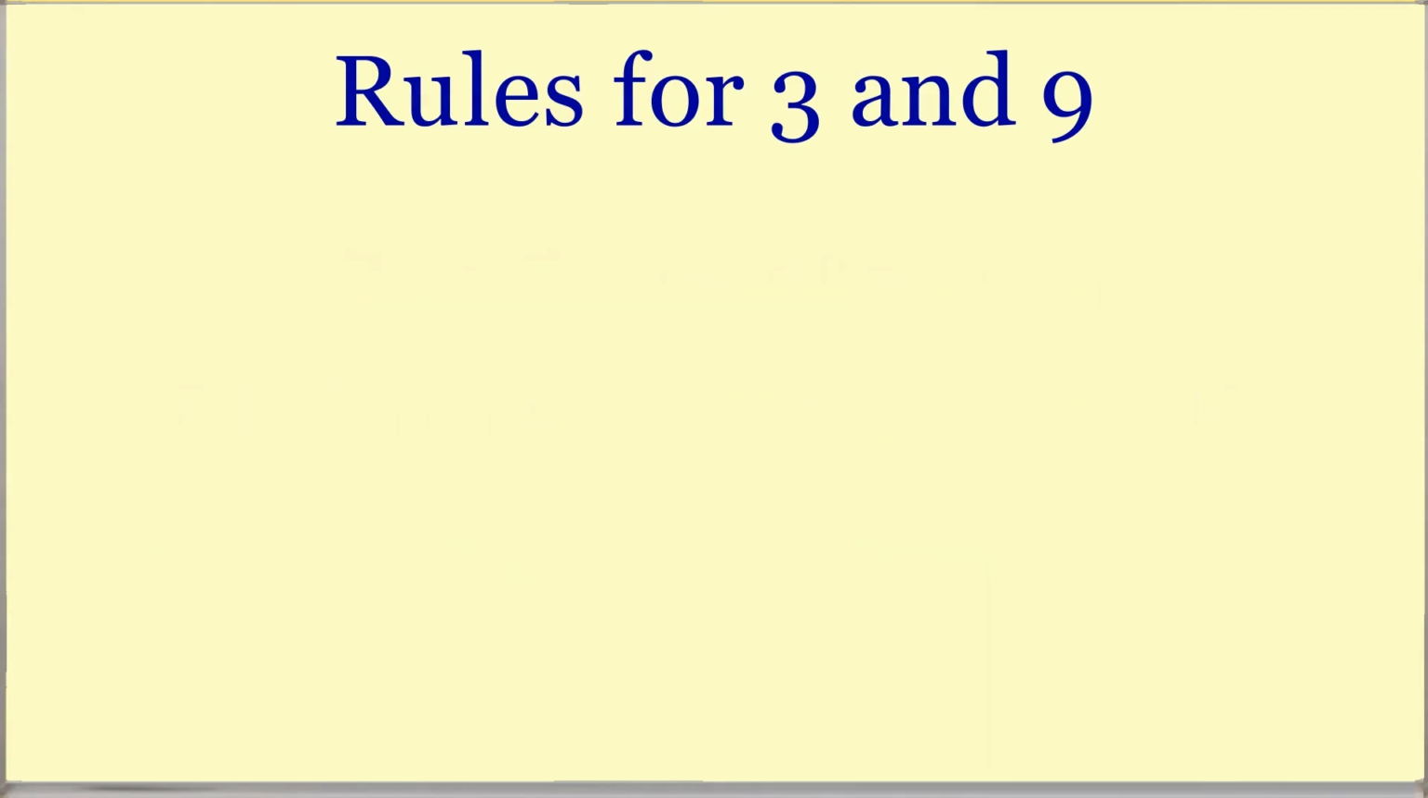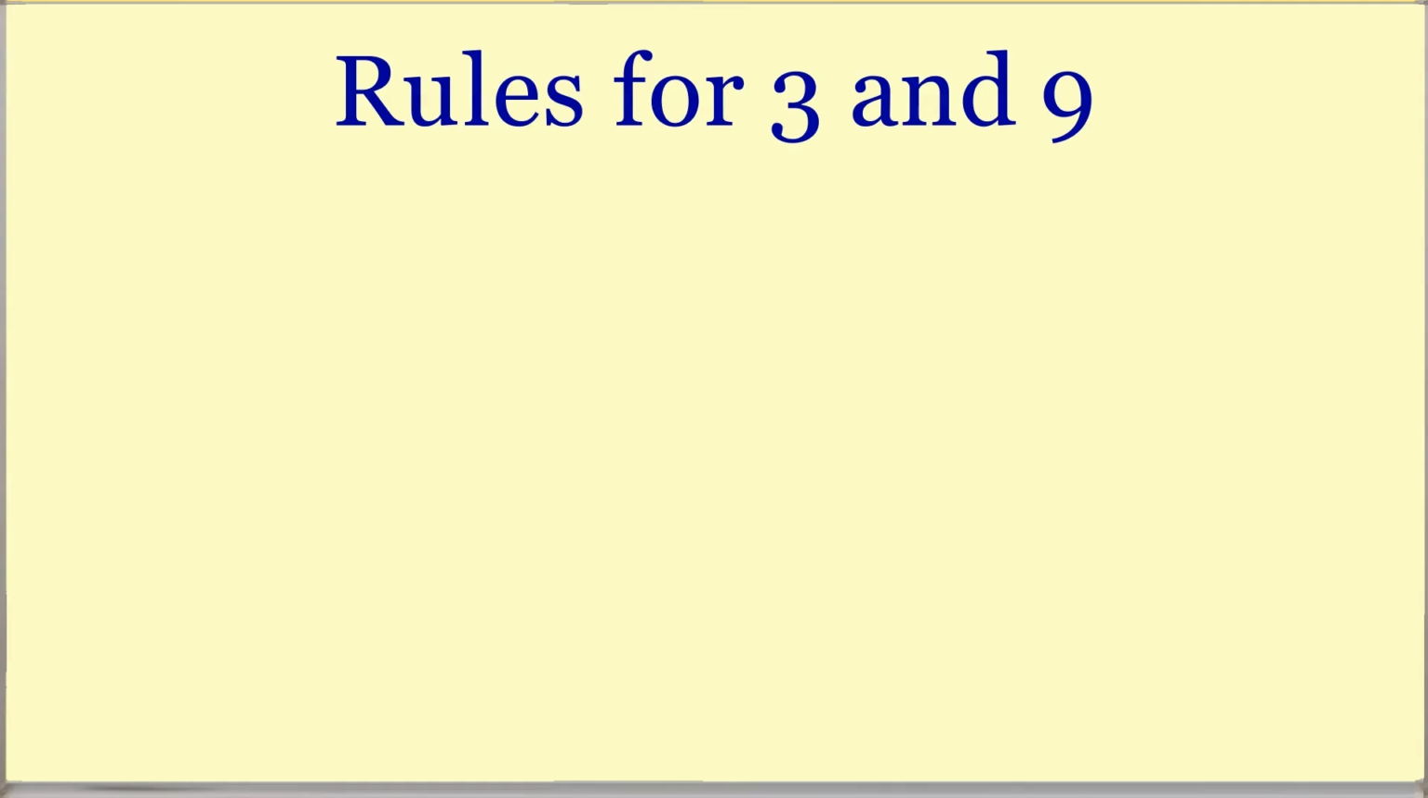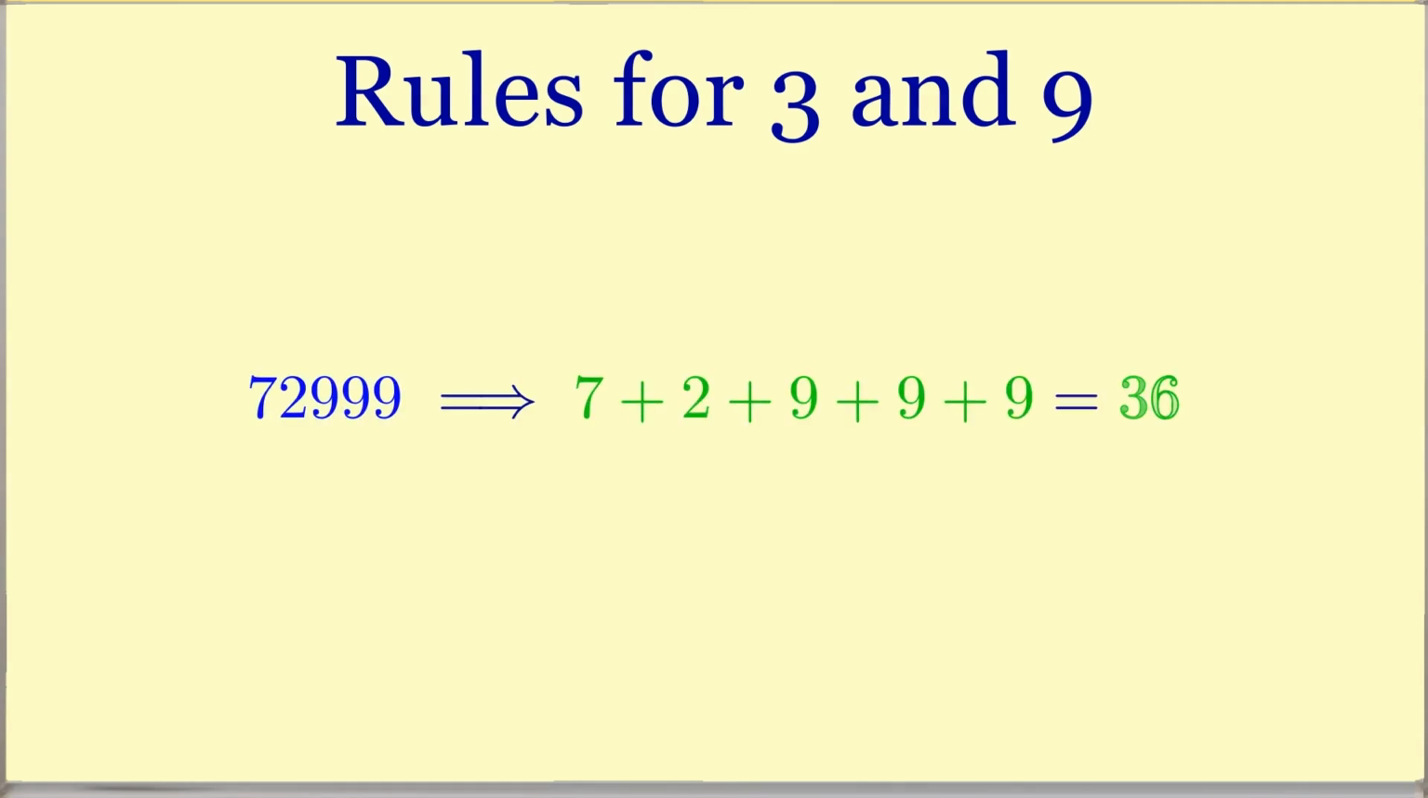Let us test the number 5,436. We add the digits together. 5 plus 4 plus 3 plus 6 equals 18. Since 18 is a clean multiple of 9, the original number 5,436 is officially welcomed into the 9 club. Let us try a massive number for 9, like 72,999. 7 plus 2 plus 9 plus 9 plus 9 equals 36. 36 is a perfectly clean multiple of 9, so 72,999 gets a VIP pass.